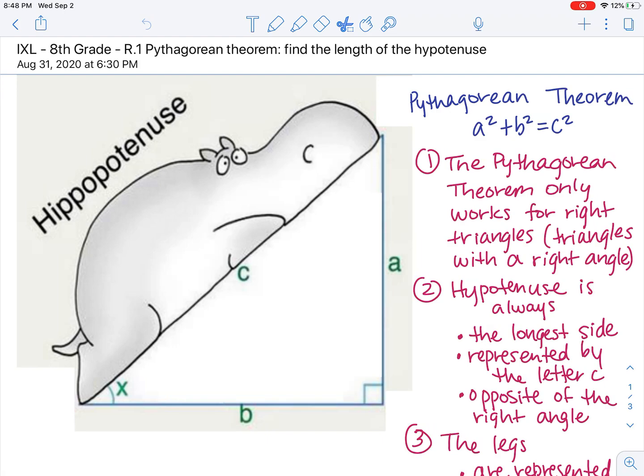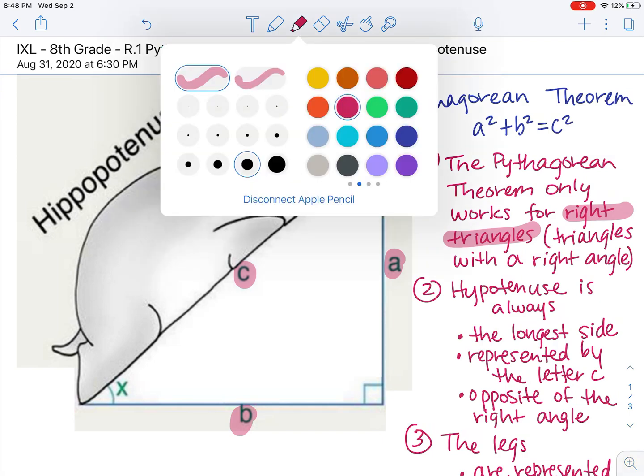The Pythagorean theorem, as was mentioned before, is a squared plus b squared equals c squared. Now, a, b, and c are the lengths of the sides of the triangle. Remember, the Pythagorean theorem only works for right triangles.